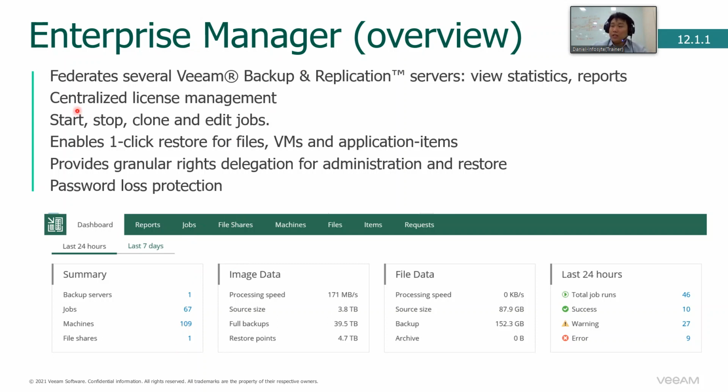So what can you do? First thing, I can start, stop, clone, and edit the job. At least from here, I can see whether the job is having any issue or not. That only triggers me to check in each of the infrastructures. Okay. So if the job has successfully been done, you don't have to do anything to it usually. Centralized license management. Okay. And they offer additional features such as one-click restore.